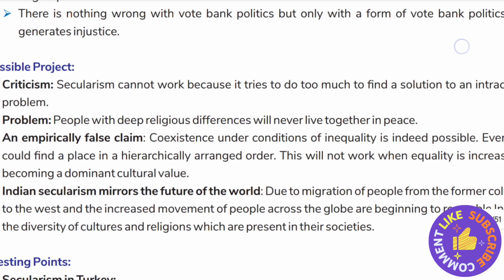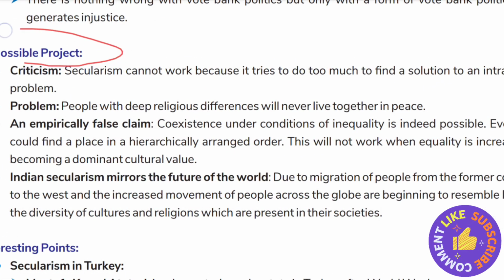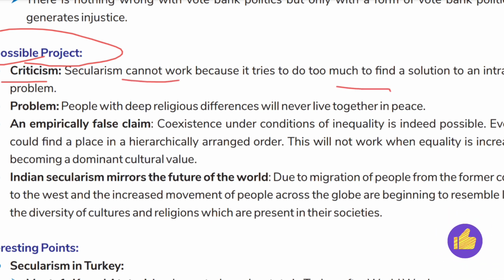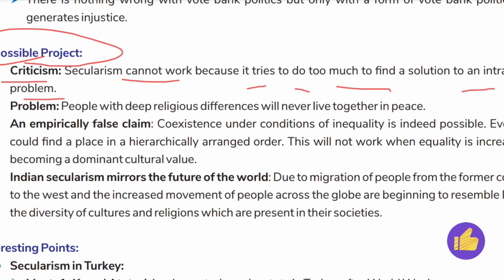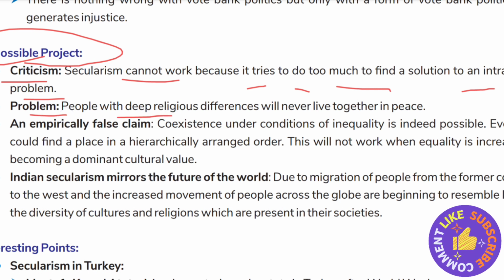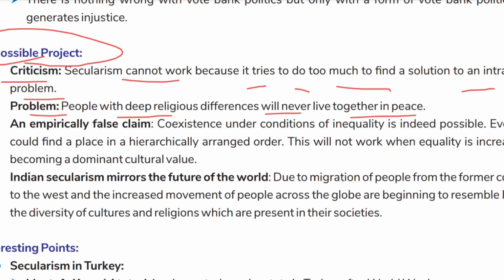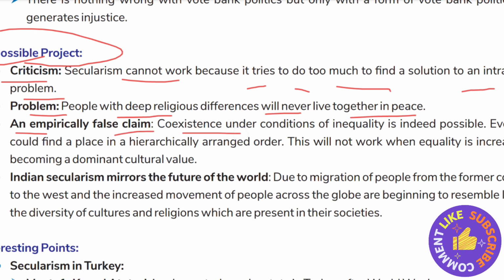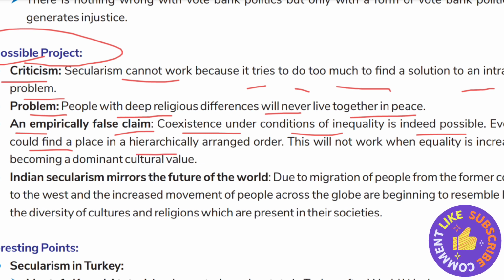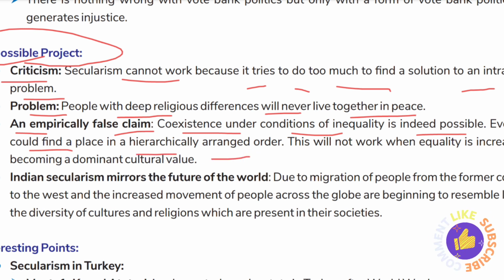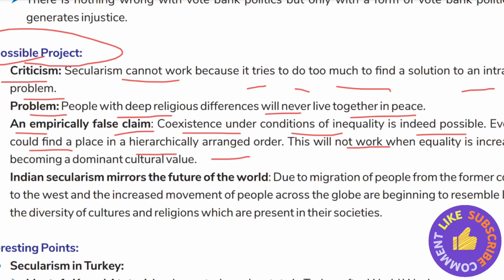Impossible project. The criticism of the impossible project is that secularism cannot work because it tries to do too much to find a solution to an intractable problem. The problem is that people with deep religious differences will never live together in peace. This is an empirically false claim. Coexistence under conditions of inequality is indeed possible. Everyone could find a place in a hierarchically arranged order. This will not work when equality is increasingly becoming a dominant cultural value.